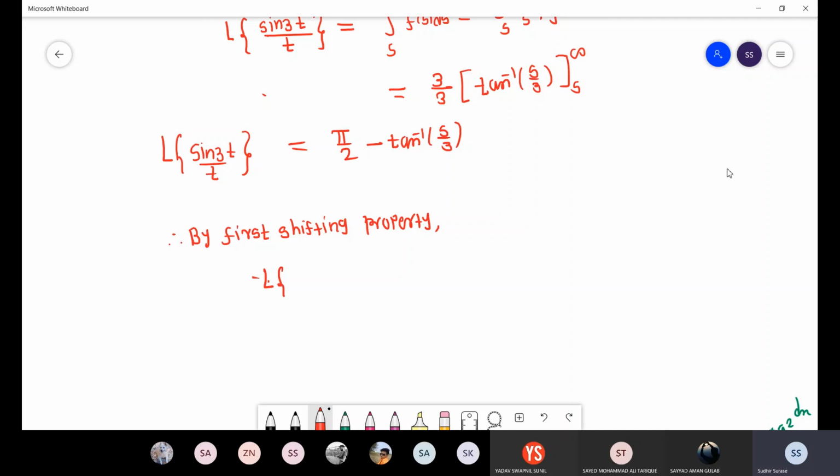we have the Laplace transform of e to the power minus 4 times t into sine 3t divided by t. The first shifting property says that wherever s is there in the function, you have to replace it by the respective power of that exponential term. So it is minus 4, wherever s is, it gets replaced by s plus 4. Therefore it is pi by 2 minus tan inverse of s plus 4 divided by 3, and that's the final answer.